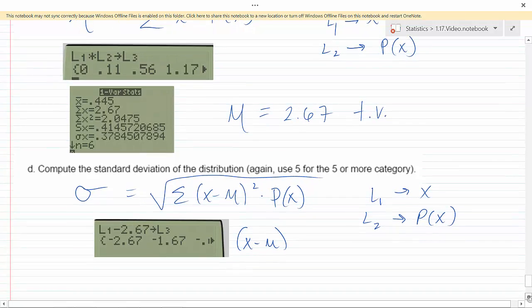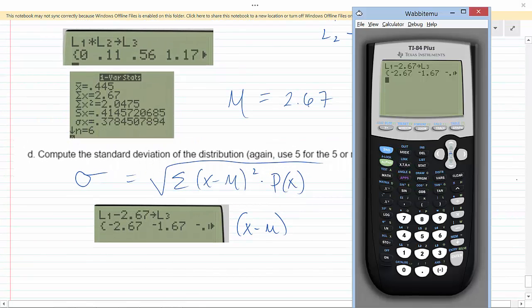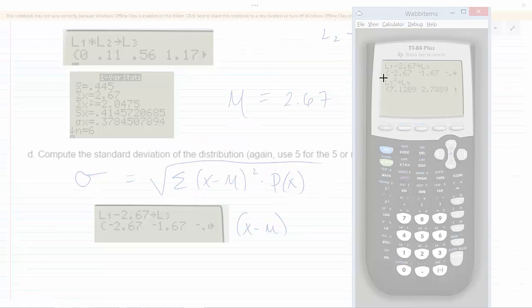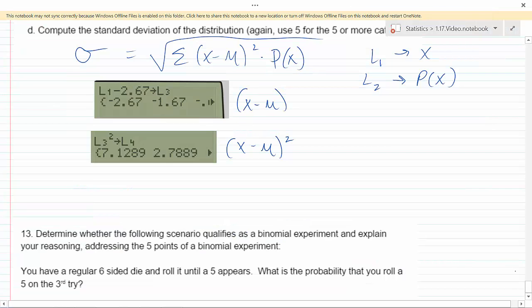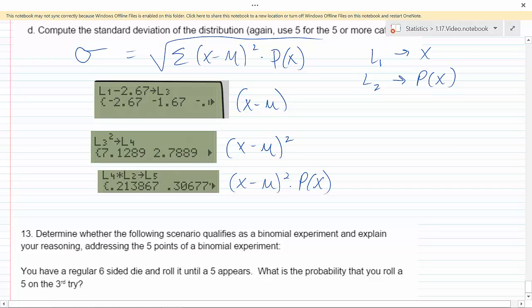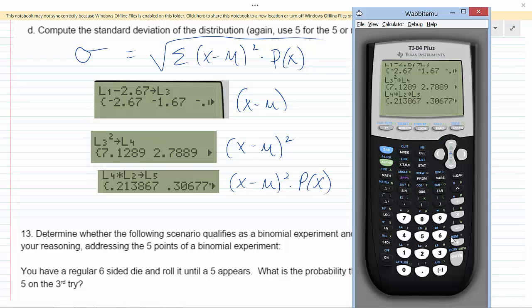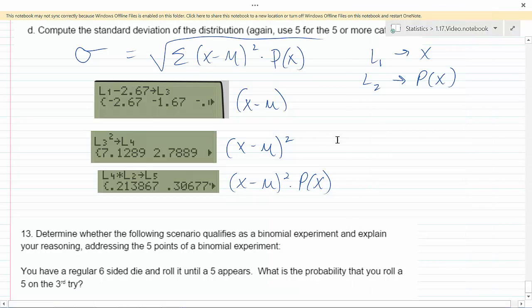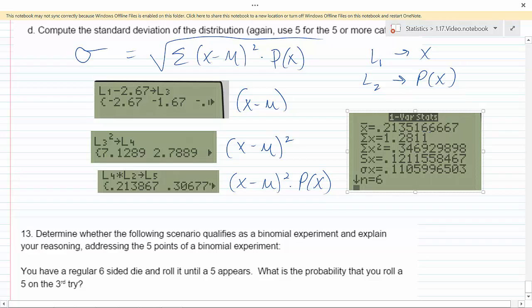Now I need to square it, so I'm going to go back and I'm going to take L3, square it, and I'm going to store it in L4. So this represents the x minus mu squared values. And now what I need to do is multiply those by p of x. So I'm going to take L4, multiply it by L2, and store that in L5. So I'm building the formula as I go using my lists. Now I can run 1-var stats on L5, and I see that the sum of L5 is 1.2811. So that would be my variance.